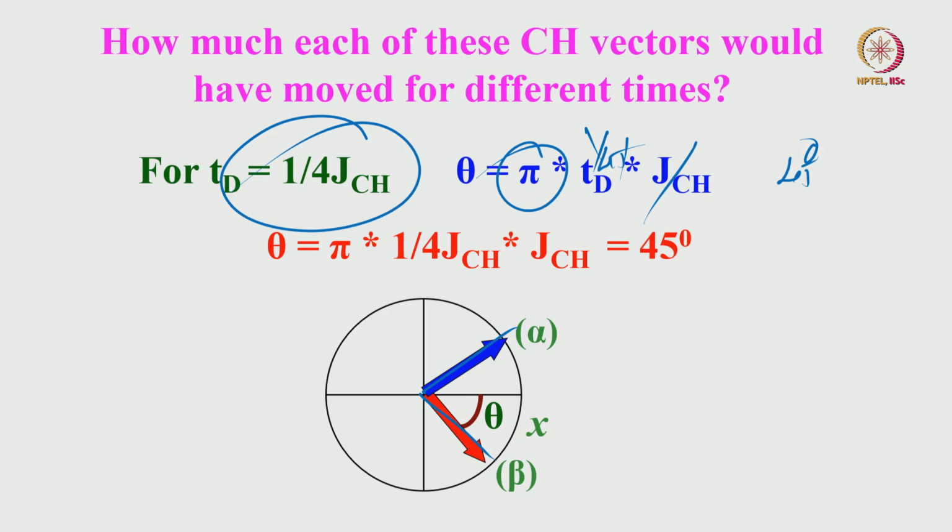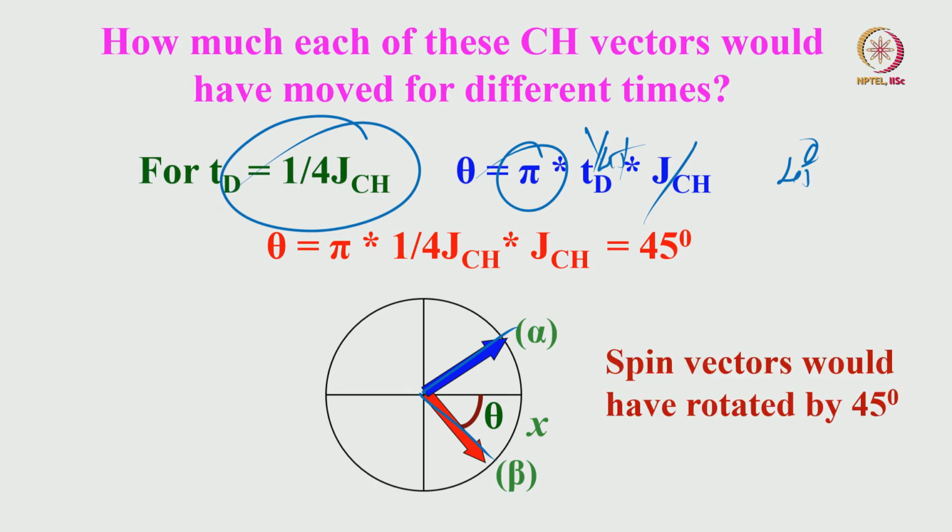Okay. I am showing only the two-dimensional graph, but it is from the z axis brought to the xy plane. You have to imagine in a three-dimensional space; I am talking about the xy plane. They have moved by 45 degrees. From the x axis it was there, and started moving like this. Spin vectors would have rotated by 45 degrees. That is what we calculated. Fine. We will go further.